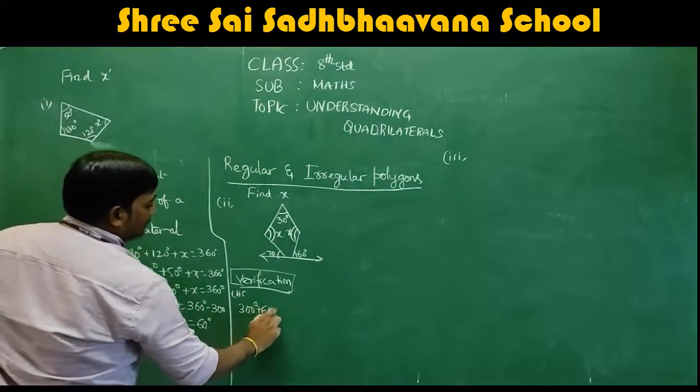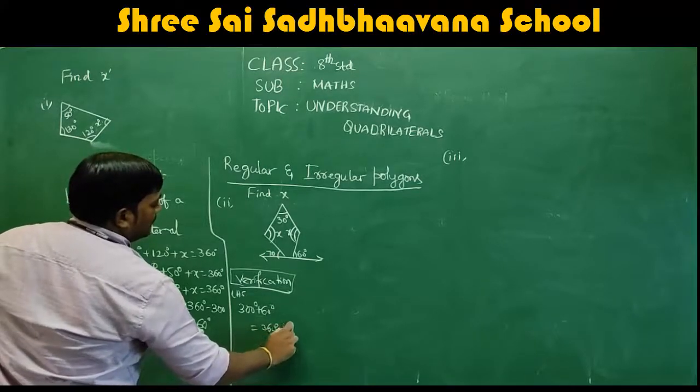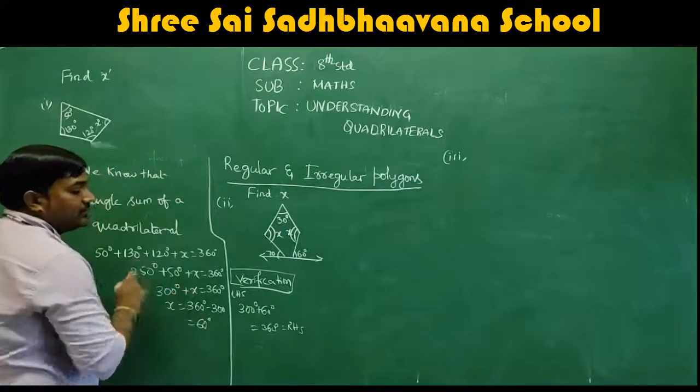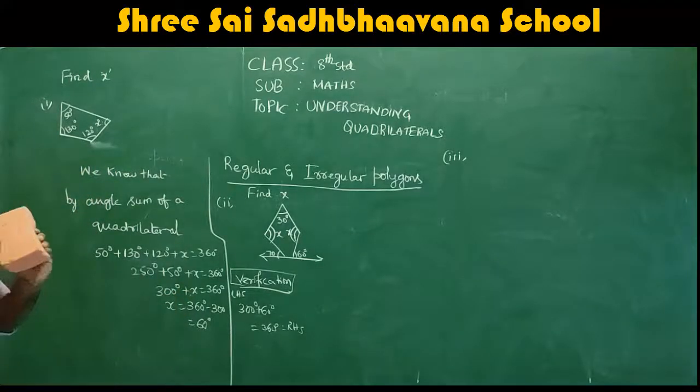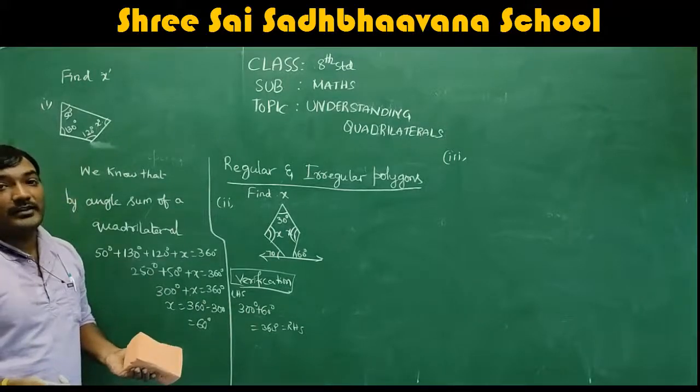Okay, what is the x value? 60, correct? So what will you get? 360, which is the RHS. Here 300 plus x, when you add x as 60 degrees, you are getting 360. So definitely your answer is correct. If you are not able to get 360 over there, definitely it is wrong.